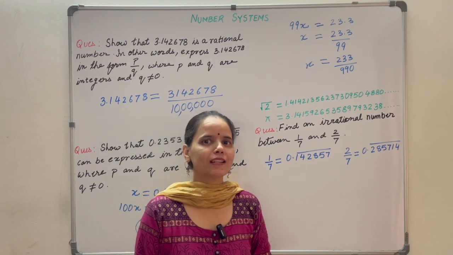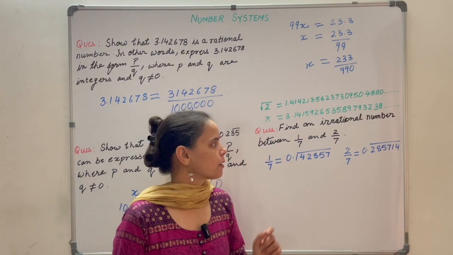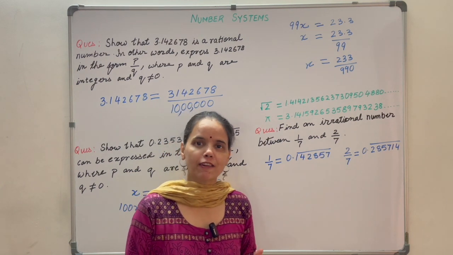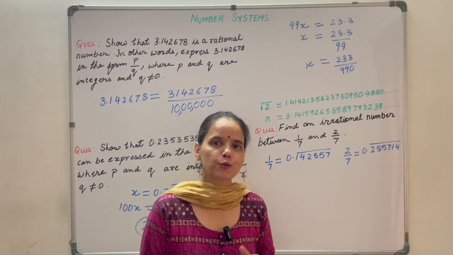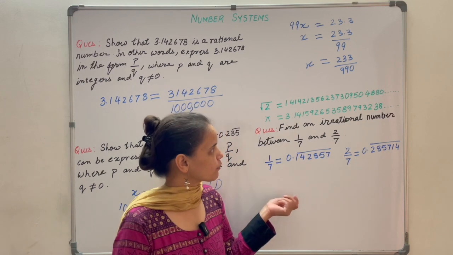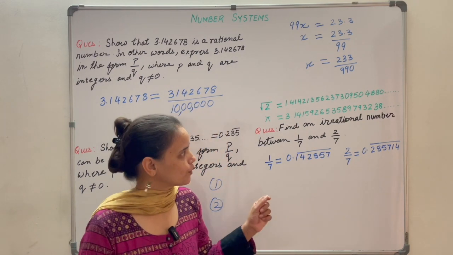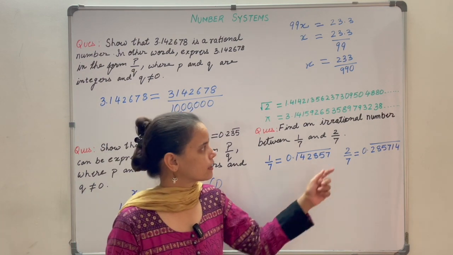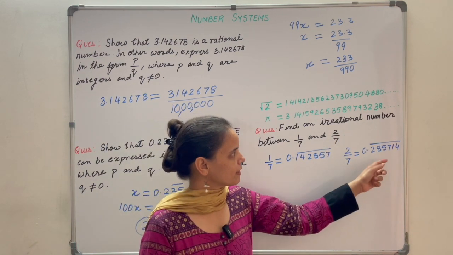So you have to find one irrational number between 1 by 7 and 2 by 7. There are infinite irrational numbers between two given numbers. Here you have to just write down one. To do that, first write down this rational number in decimal form. Similarly, write down this number in decimal form.